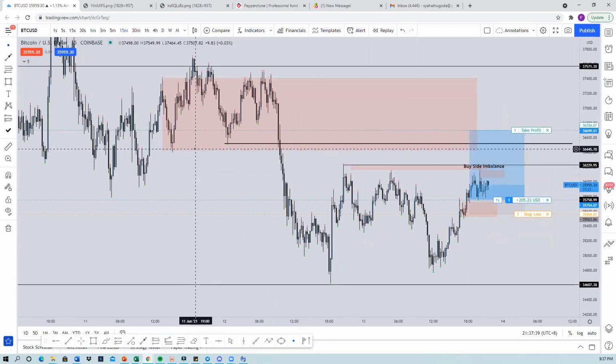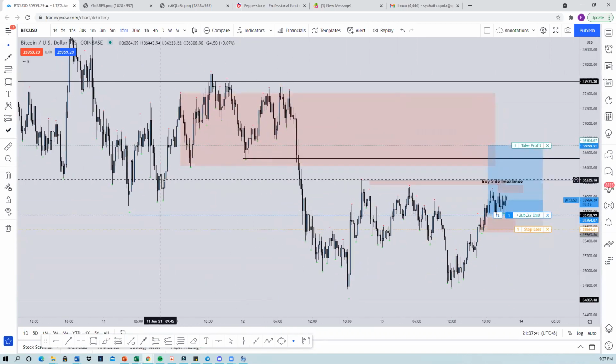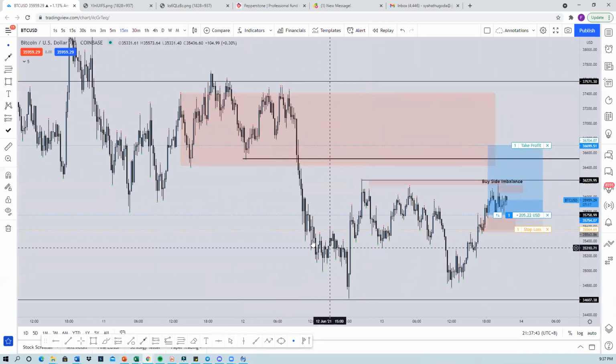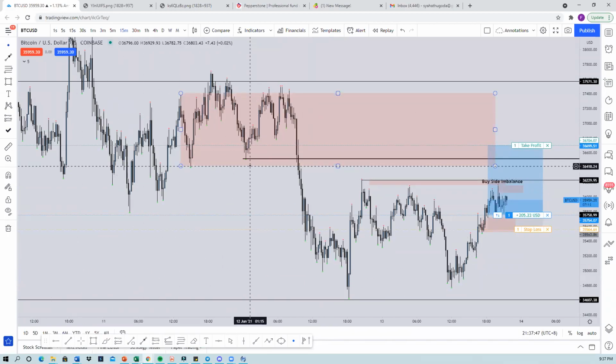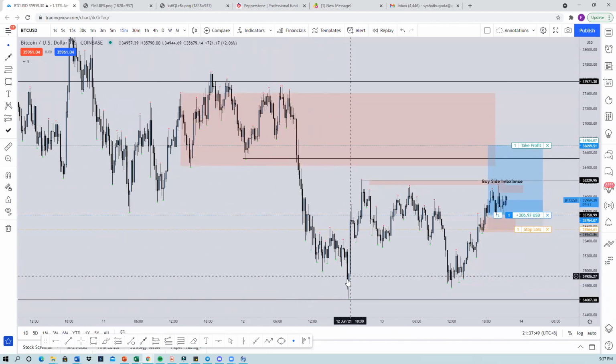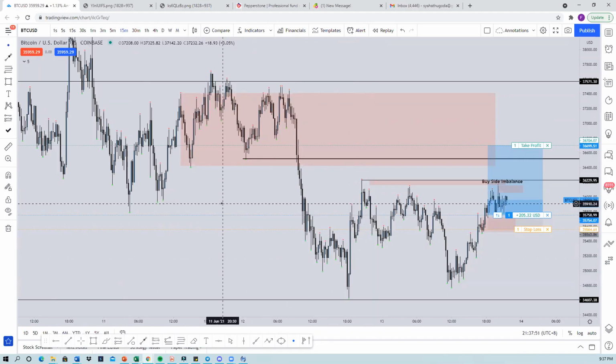I don't think I see the imbalances. Yeah, because it's all in the wick. Most of them are in the wick. Don't think of it as looking at a fair value gap. Just think of the delivery.